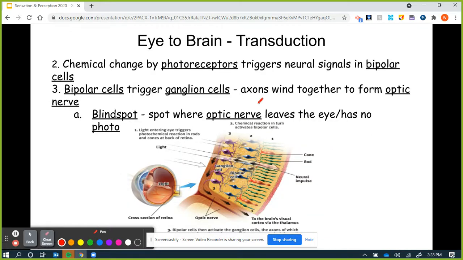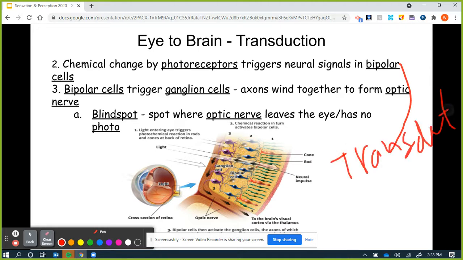Make sure you know bipolar cells. Bipolar cells are where transduction occurs. So the communication between photoreceptors and bipolar cells: photoreceptors, rods and cones, activate bipolar cells, which are a type of neuron. So the transduction occurs between the photoreceptors and the bipolar cells. Photoreceptors are not neurons, they're different types of cells.